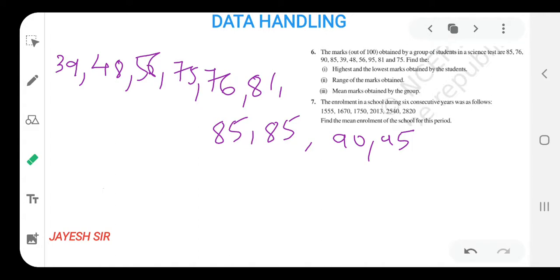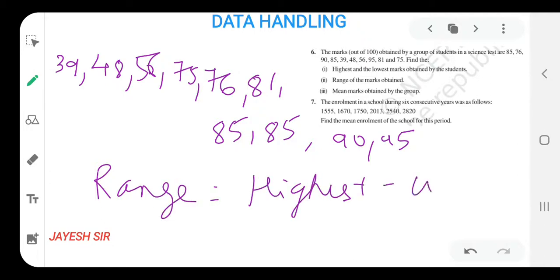So we'll find the second sum, range of the marks obtained. Range means highest minus lowest. So highest minus lowest, this would be the range. So highest is 95 and lowest is 39.